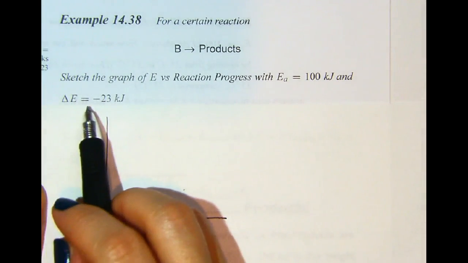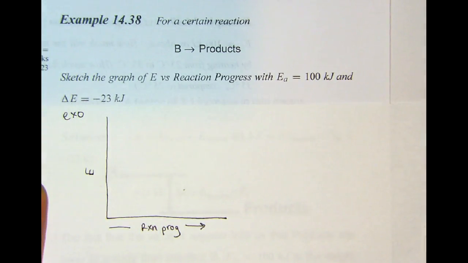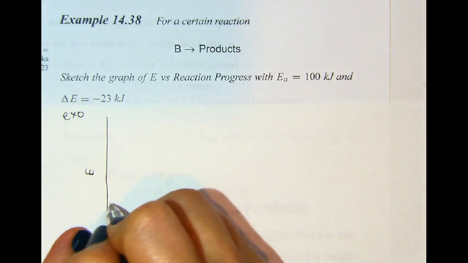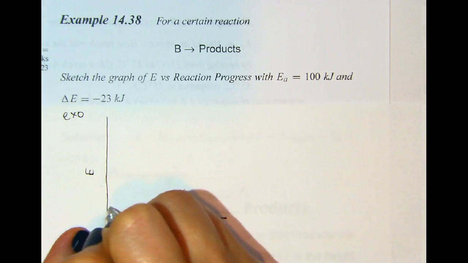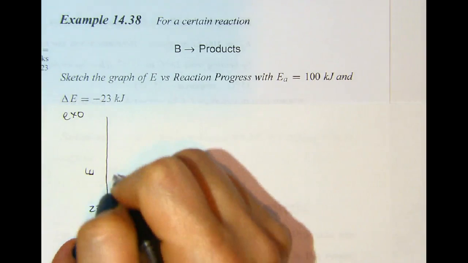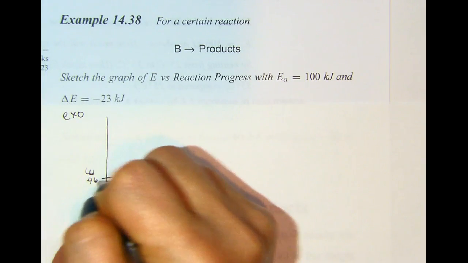So first let's look at our delta E. It's a negative value, which tells us that we have an exothermic reaction. So that means that energy is released, and so the products have less energy than the reactants. So I'll just kind of arbitrarily say the products are here at 23 kilojoules, and then let's say the reactants are here at 46 kilojoules.